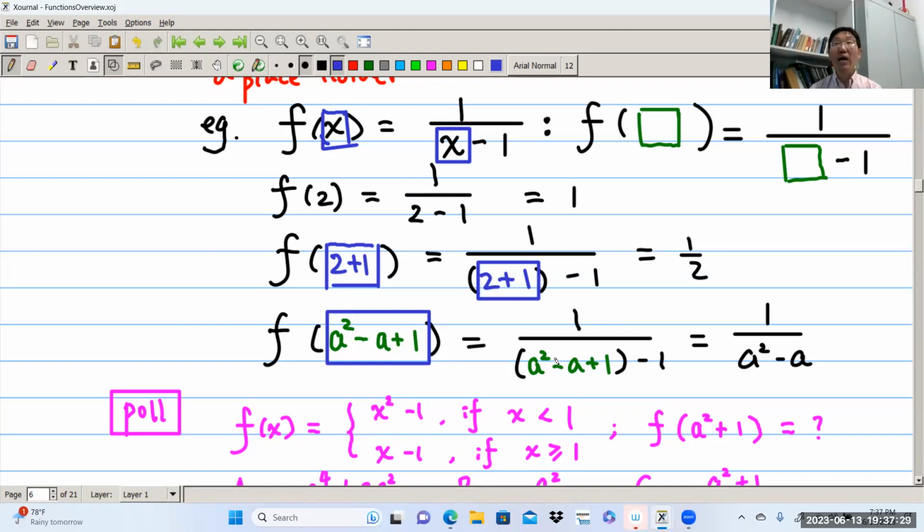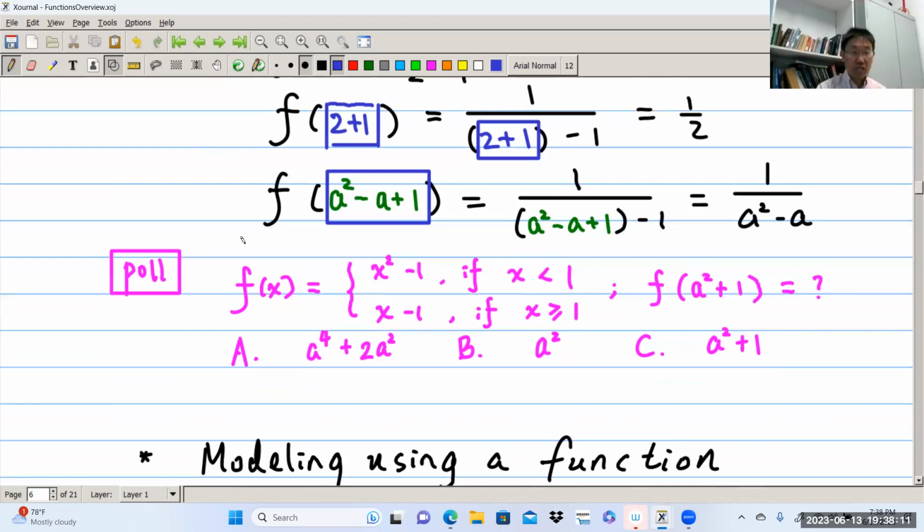A squared minus a plus 1. Does it make sense to you? So that x can be replaced by a number, by a numerical expression, say 2 plus 1, or by an algebraic expression, such as a squared minus a plus 1. Then you do that simplification, 1 and 1 cancel, and you get 1 over a squared minus a. Is that clear? So keep in mind, later on, if I ask you to evaluate the function at an expression, you just replace x by that expression. This is very useful for us to understand composite functions later. So let's do a practice here.